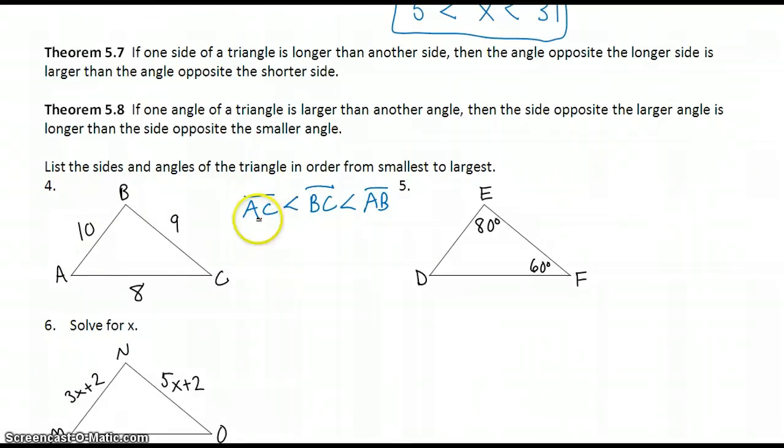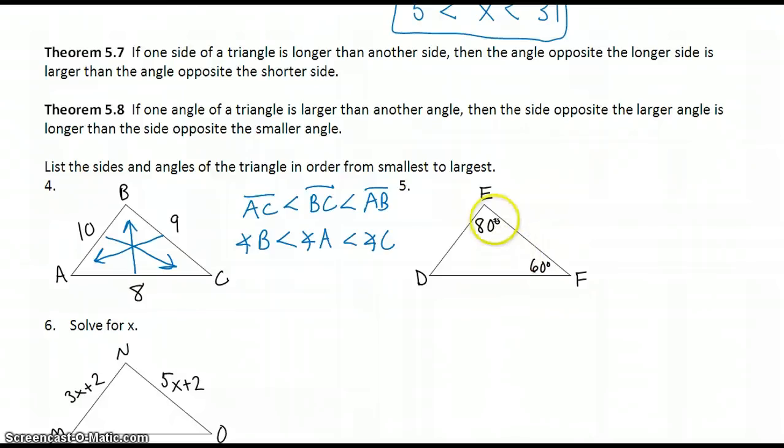So if AC is my shortest side, Theorem 5.7 tells me where my shortest angle is going to be, my smallest angle. Across from 8 is B. So angle B will be my smallest angle. Followed by, across from 9 is angle A. And across from 10 is angle C. Notice how I use this symbol for angle, so it does not look like a less than symbol.